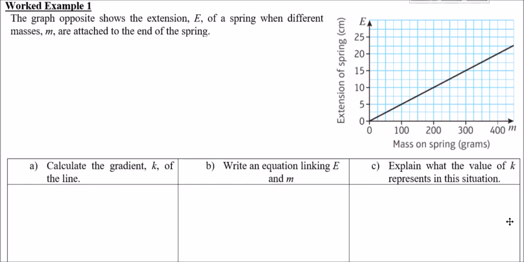Let's have a look at a couple of worked examples. So first of all, worked example 1. This is what I was saying at the introduction. This is one for the physicists. We've got a graph opposite showing the extension of a spring when different masses are attached to the end of the spring. So we can see here that this is a proportional relationship because it's a straight line going through the origin.